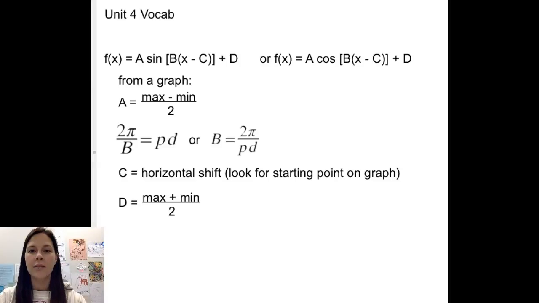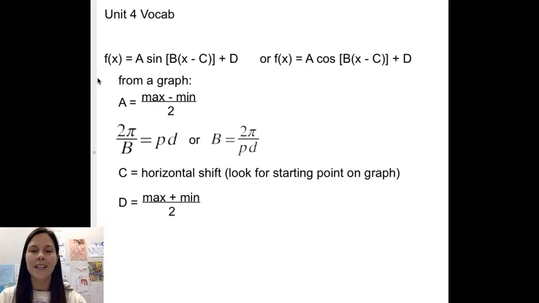Today we're going to look at something that's technically review. We learned how to write a sine or cosine function from a graph. Today we're just putting that into context, so the graph will mean something in real life. First of all, let's review how we get all of those four pieces for our equation from a graph.